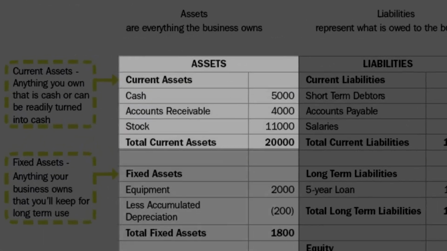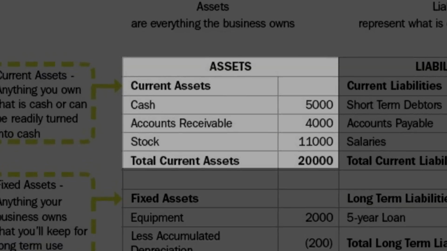First of all, you have current assets. This is anything that the business owns that is cash or can be easily turned into cash. In our example, we've got cash, also accounts receivable, that's money owed to us, and also stock. We could easily sell the stock and get cash for it. Our total current assets in the example are £20,000.